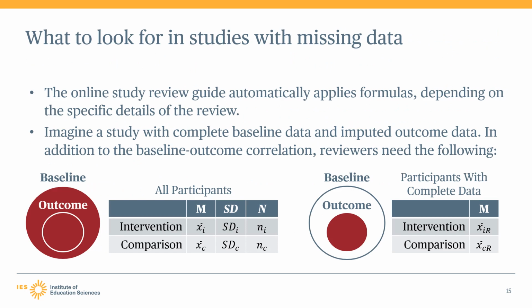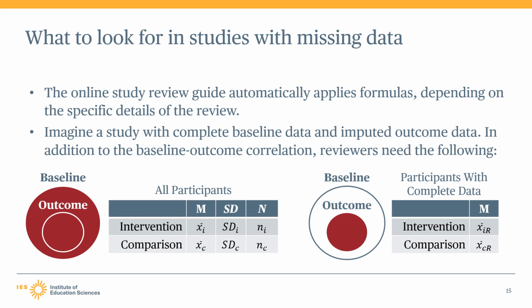Before we move on to talking about the next steps in the review process, let's discuss the type of information reviewers will need to gather from studies that impute missing data. As we noted before, the information reviewers need to gather depends on factors like the type of imputation method and whether data were missing in the outcome measure, the baseline measure, or both.